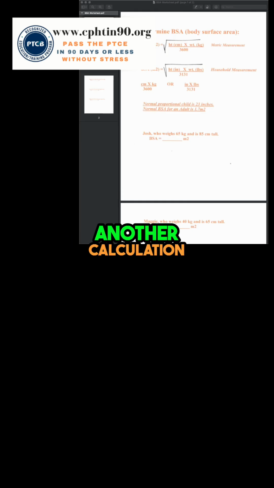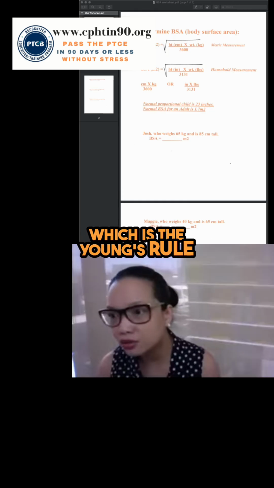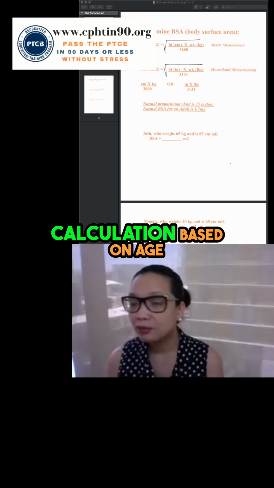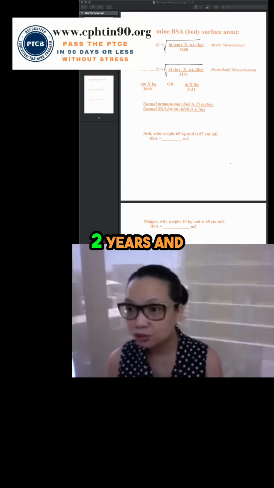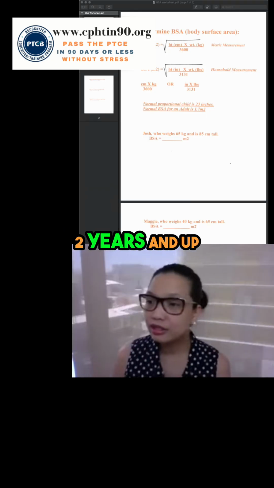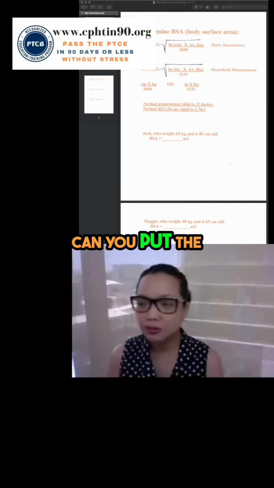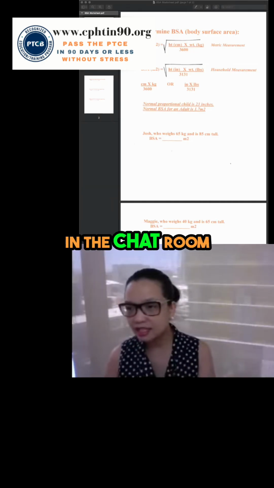And then we have another calculation, which is the Young's rule. Young, calculation based on age, 2 years and up. 2 years and up, okay? Dawn, can you put the formula for Young's rule in the chat room?